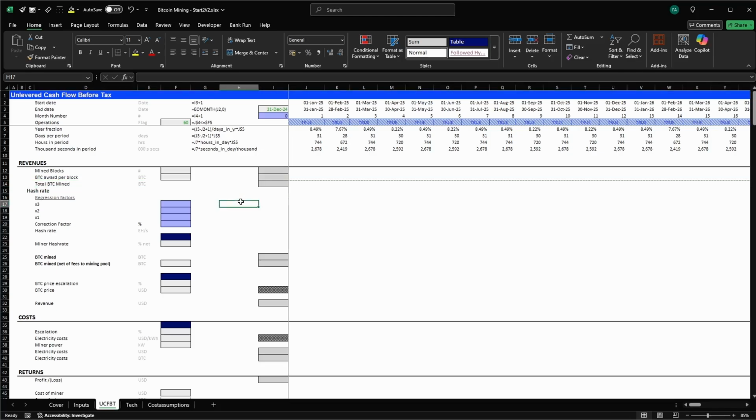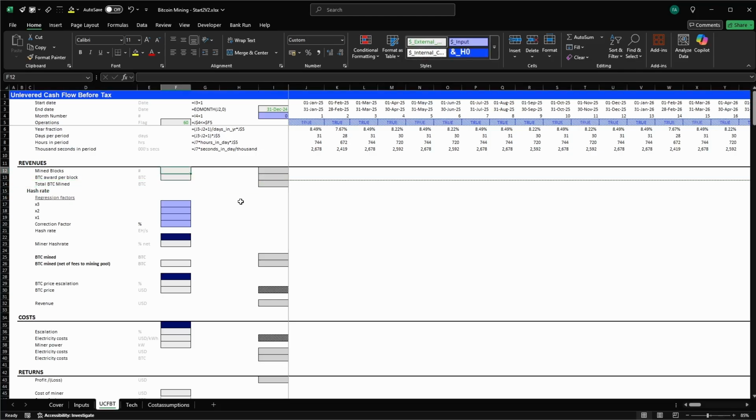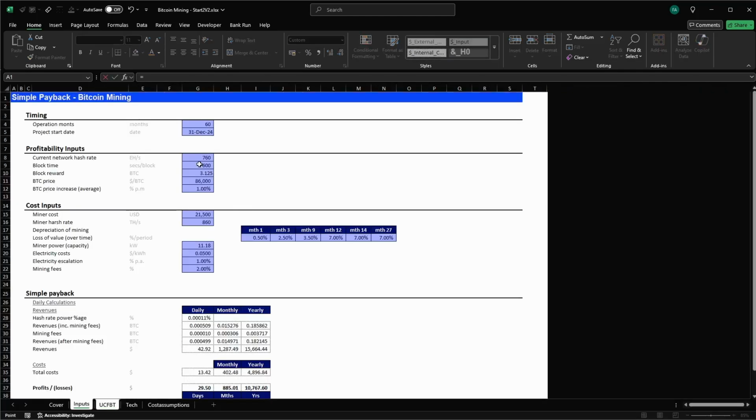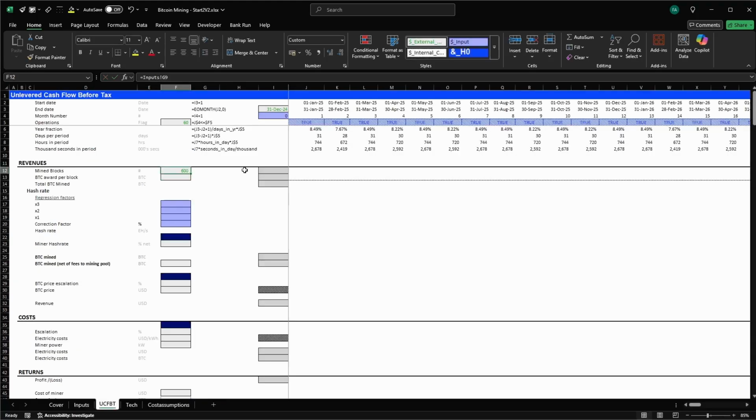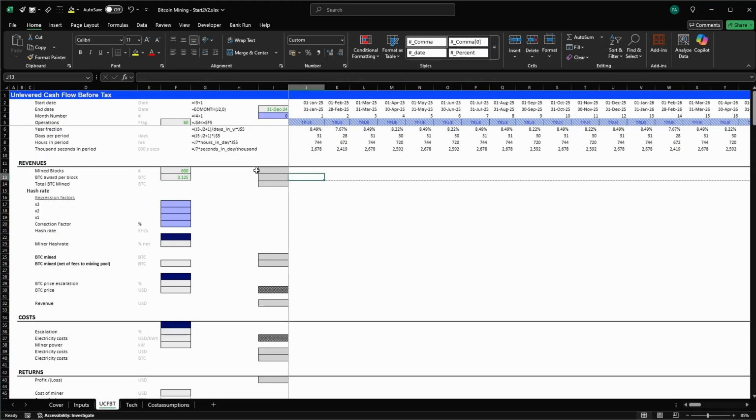The most important thing here is that we have to come up with the hash rate growth of the network. This is the most important thing for this section, because this is one of the things we didn't have in the previous model, so we have to come up with a way to calculate this going forward. But before we go there, let's calculate the total BTC mined per period. We know that every 10 minutes a block is mined, and that each block for now is 3.125 BTC.